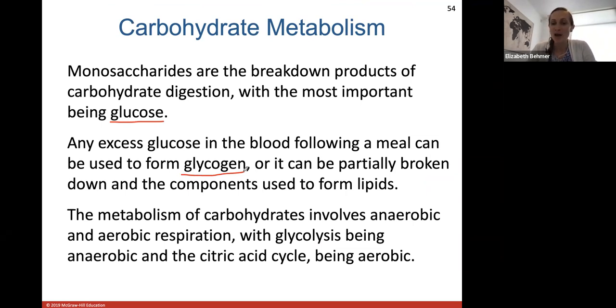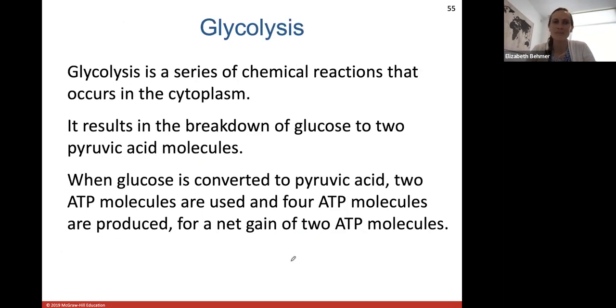The metabolism of carbohydrates involves anaerobic and aerobic respiration, meaning respiration that does not use oxygen and respiration that uses oxygen, with glycolysis being an anaerobic step, no oxygen being required, and the citric acid cycle being the aerobic step, which requires oxygen. So glycolysis is our first step in glucose metabolism, where we take glucose and turn it into ATP.